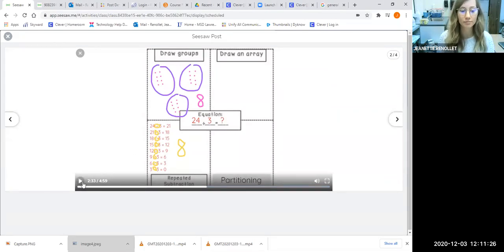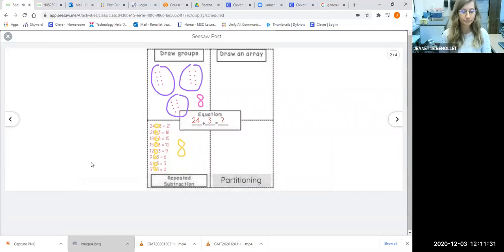We put our objects into rows and columns. 24 divided by 3 tells me that I should create 3 rows. 1, 2, 3. And I'm going to place 1 additional item in each row until I get to 24.